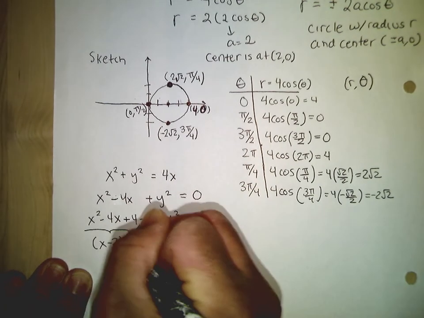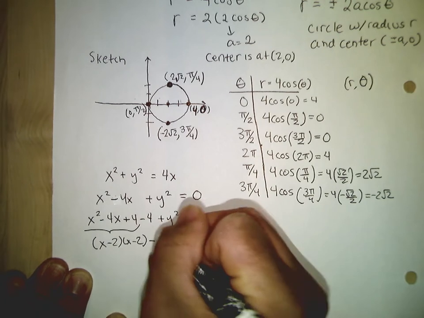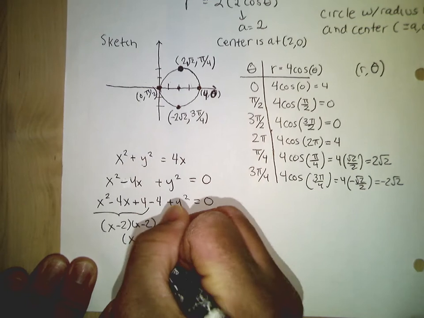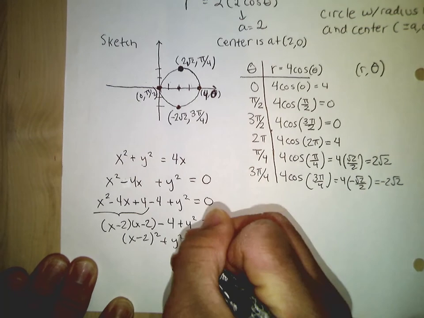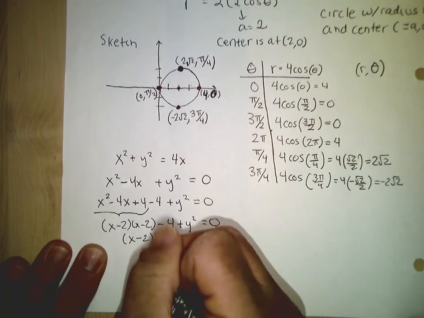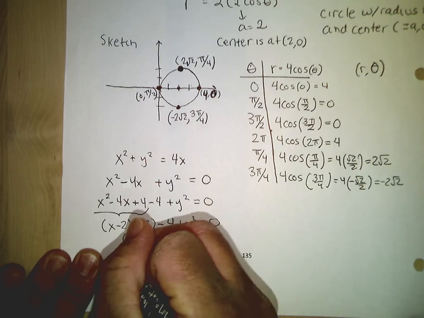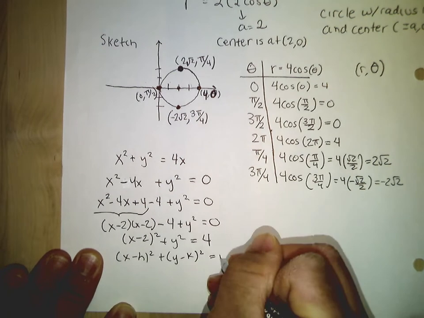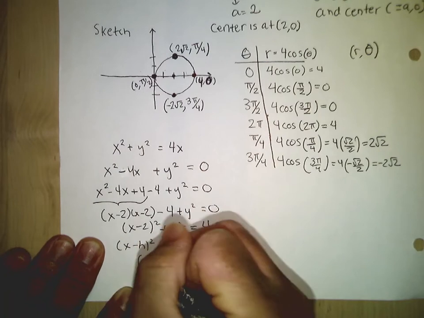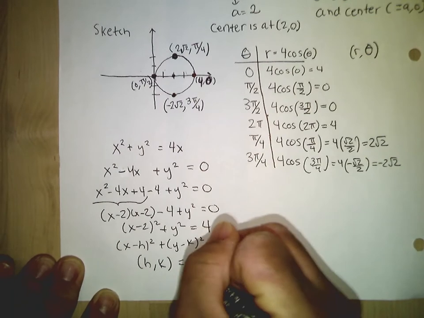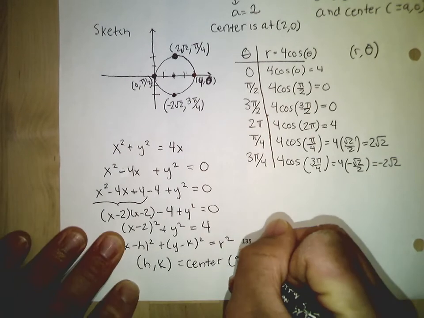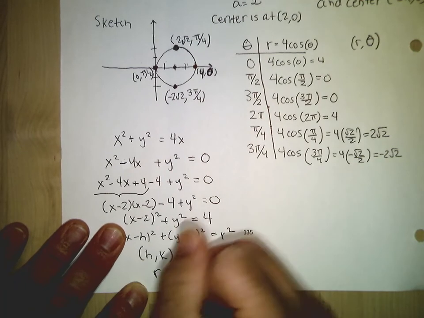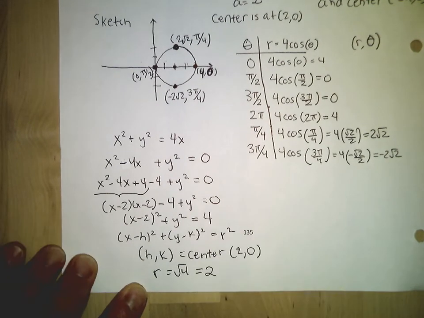Factor: x minus 2 squared minus 4 plus y squared is 0. Then we have x minus 2 squared plus y squared, adding the 4, is equal to 4. So this is in the format x minus h squared plus y minus k squared equals r squared for a circle. So the h, k is the center, and that will be 2, 0. And the r would be the square root of the 4, which is 2.